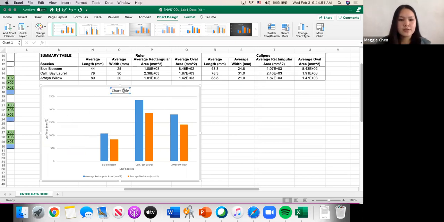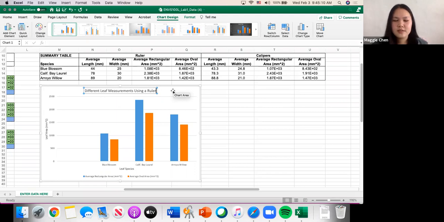And now we can just change our chart title to something more descriptive. So: different leaf measurements using a ruler. Something descriptive. It doesn't have to be exactly this, but you can just use this title if you want.